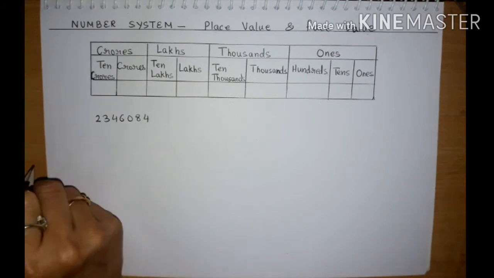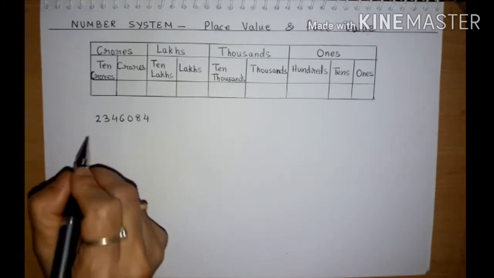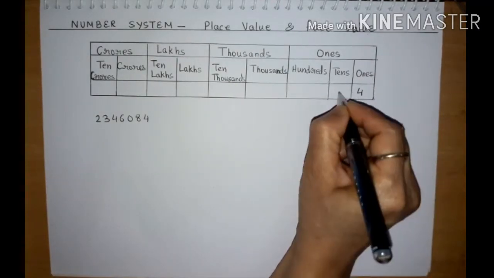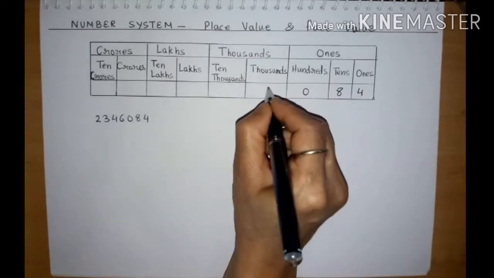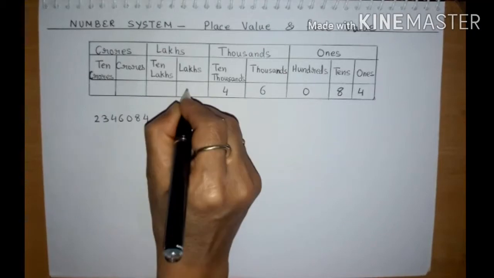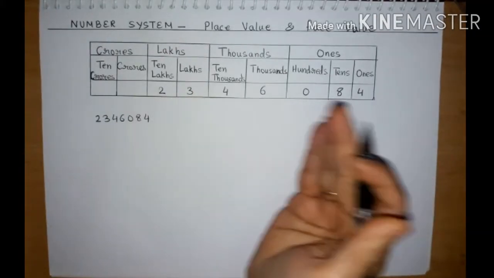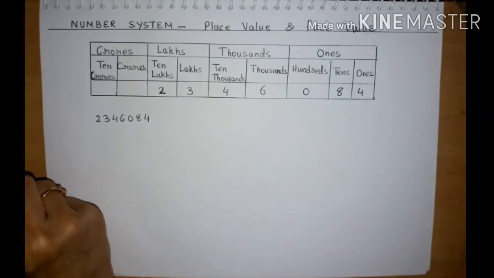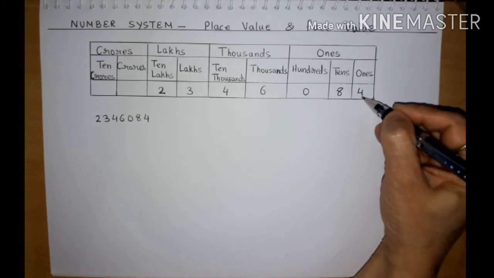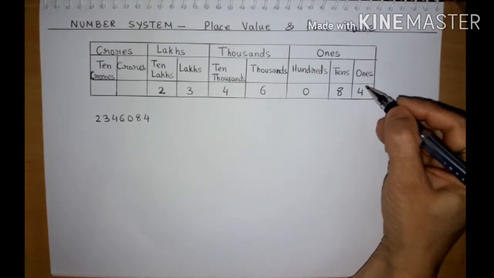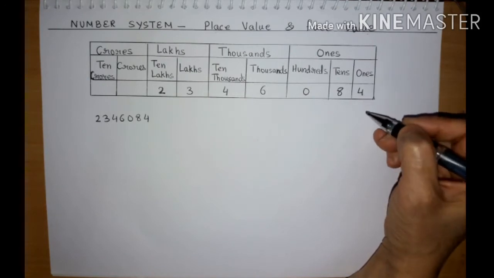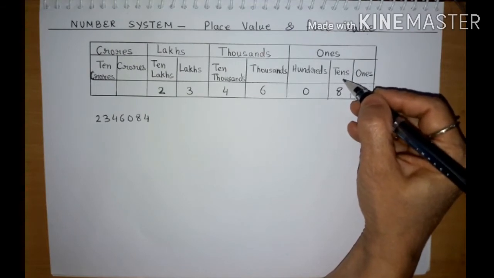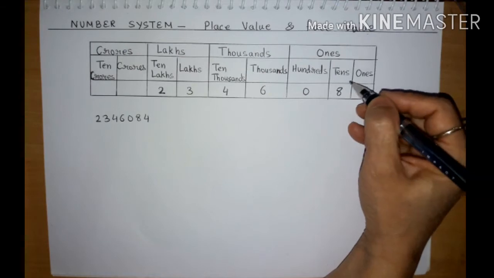Suppose you have this number here. So what do we do to find out the place values of each of these digits? Simply we write down the number in this chart: 4, 8, 0, 6, 4, 3, 2. We write it from the right side so that there's no error in the place. Now you can see clearly where 4 is lying. It is lying in the place of ones. So the place value of 4 will be just 4. The 8 is lying under tens. It means that the place value of 8 will be 80.